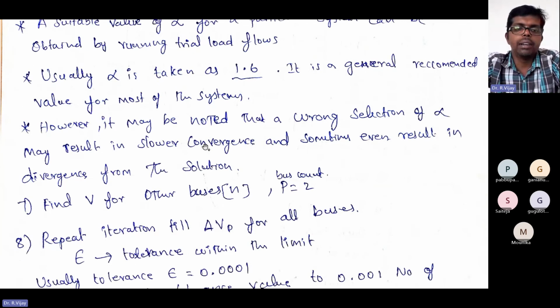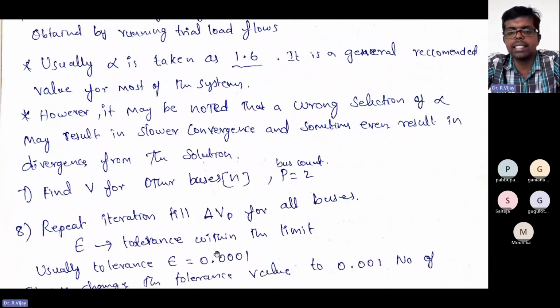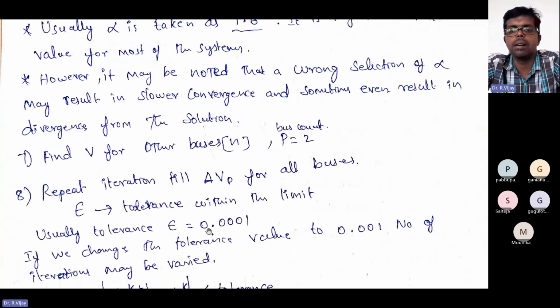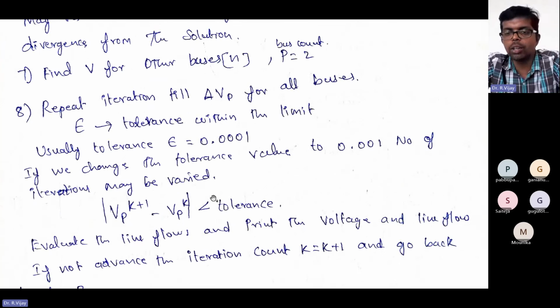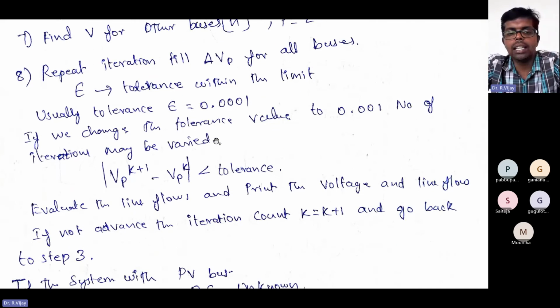Next, we need to repeat for all the buses. The bus count we need to increment, keeping the bus count in one for loop. We need to set the tolerance limit as this. Then only the program stops. If it converges, the program will automatically stop. Otherwise, your program will keep running. So print these results: the change in voltage, the accelerated value and the new value.